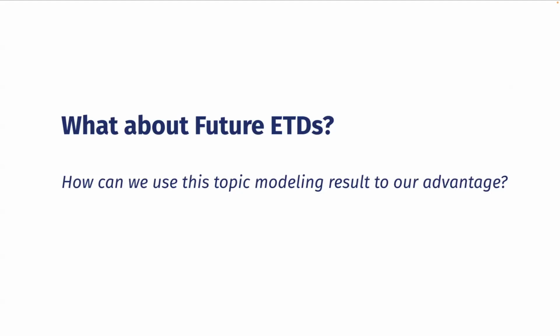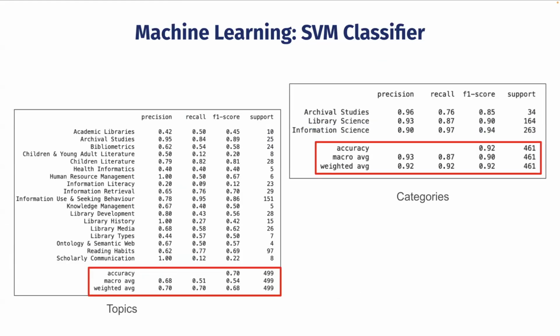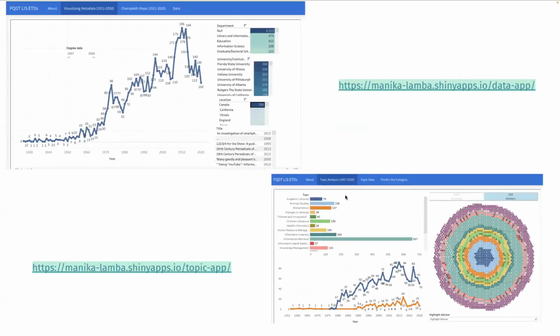But what about future theses and dissertations? How can we use topic modeling results to our advantage? Then we can use machine learning. So here we have all the topics and categories. For my corpus, SVM, which is the Support Vector Machine classifier, worked best with an accuracy of 70% for all the subtopics and 92% for all the major broader categories. And then I built two dashboards to summarize the results. One just summarizes the metadata, and another summarizes the topic results.